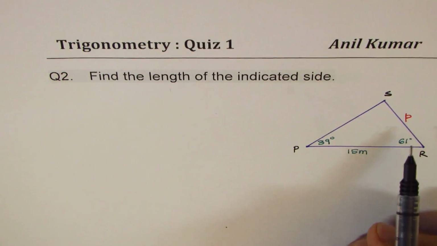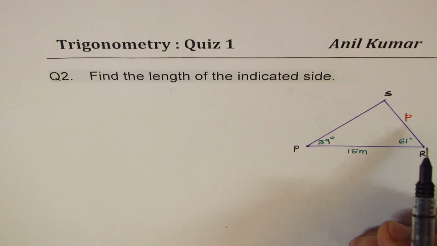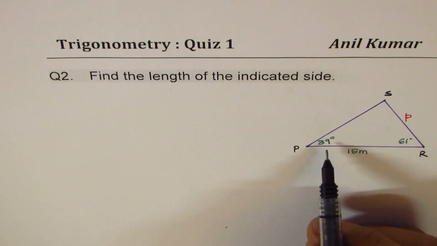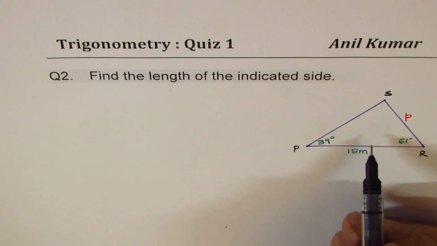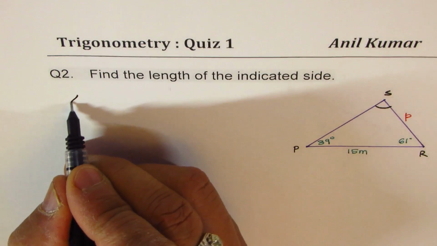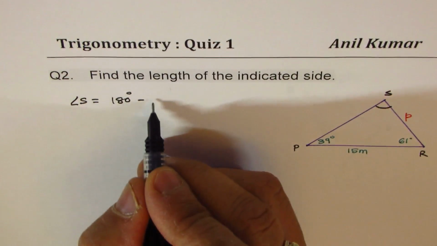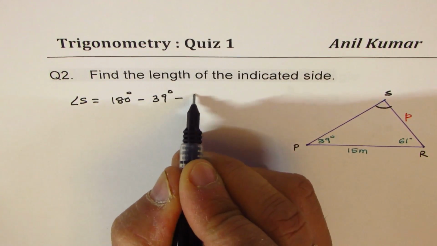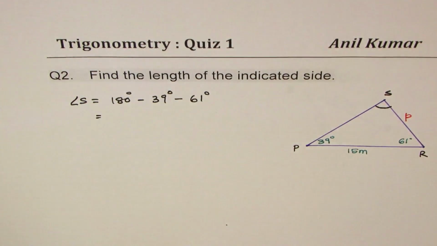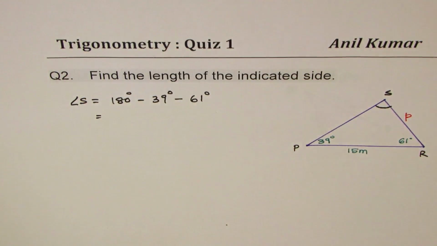Now what we will do here, since two angles are given to us, we can find the third angle using these two angles, correct? So we can say angle S is equal to 180 degrees, take away the sum of these two, or 39 degrees, take away 61 degrees. So that is the first step. Find the unknown angle. So 180 minus 39, take away 61. 80 degrees.